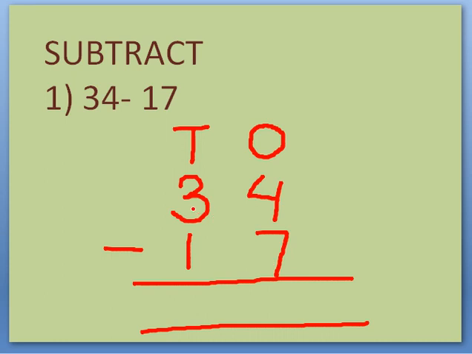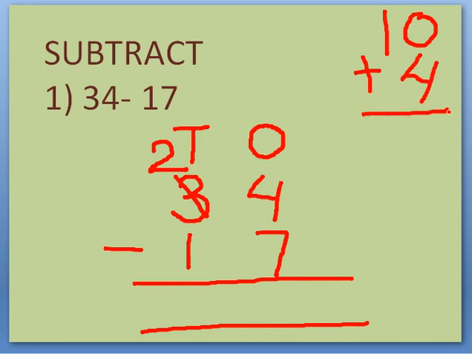At tens place there are three tens. Out of these three tens, we will borrow one 10. Then the number of tens left here is 2. Two tens are left here. One 10 we have borrowed here and four ones are already there. So one 10 means at ones place they are 10 in number, and four ones are already there. 10 plus 4, so it becomes 14.